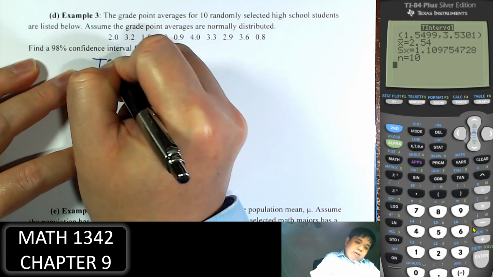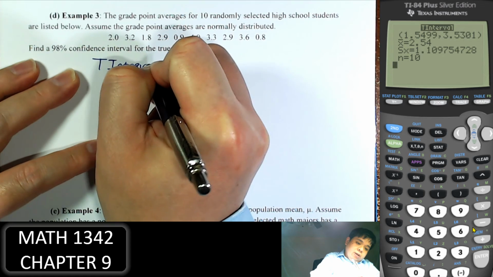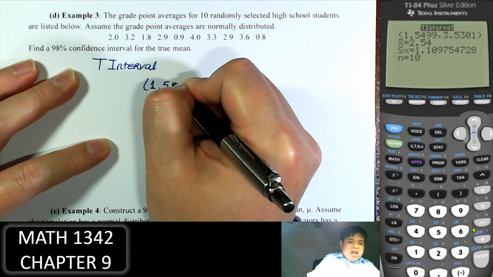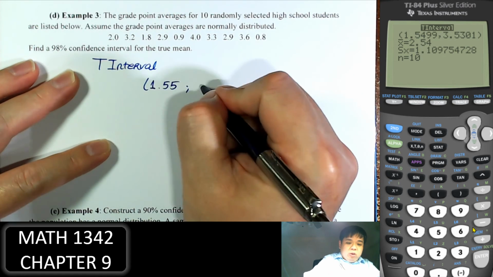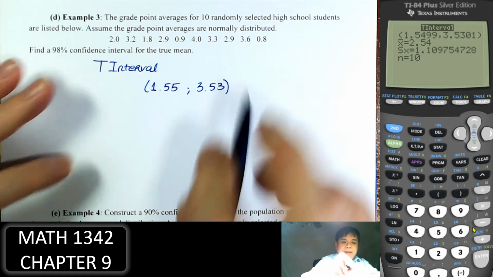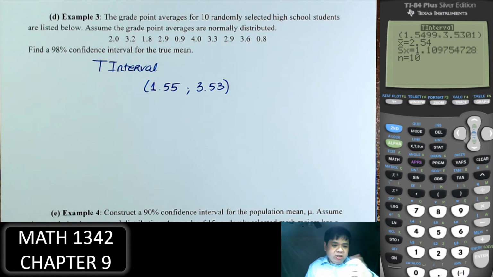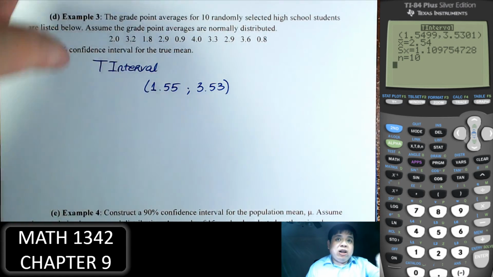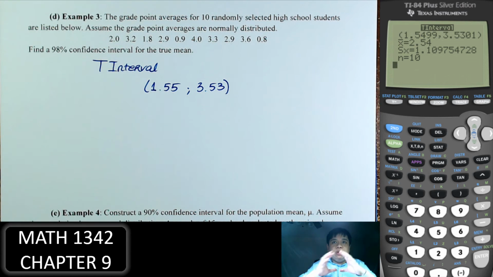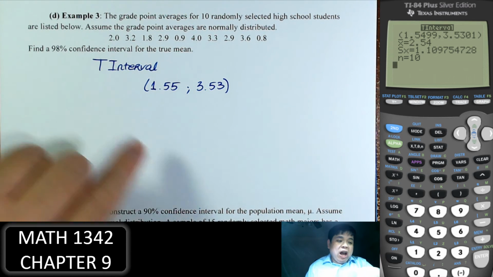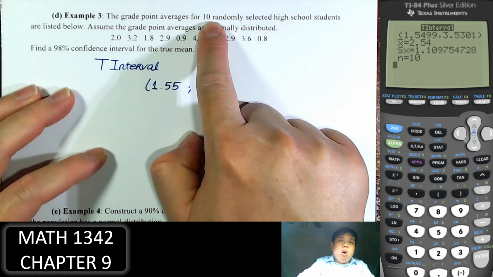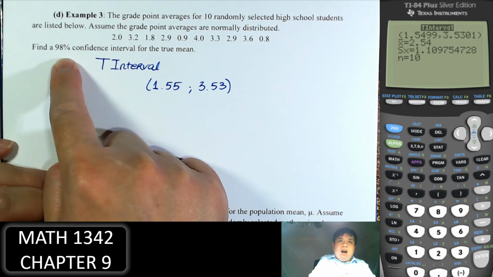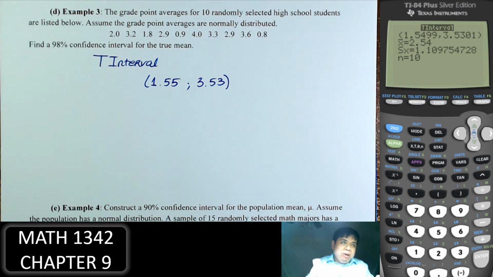And for the t interval, we get 1.5499, let's say 1.55 to 3.53. That's a very big interval relatively, because the data is not that much. We only have 10 and we want to be very confident. So in that case we have to leave a very big interval. If we have more data, then that interval will be tighter. Or if we want less confidence, again the interval will be tighter as well.